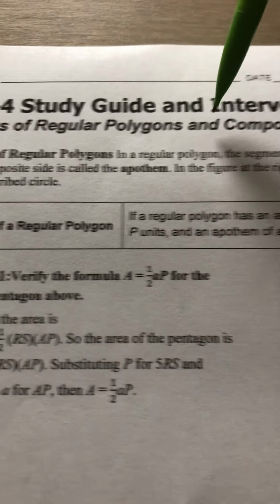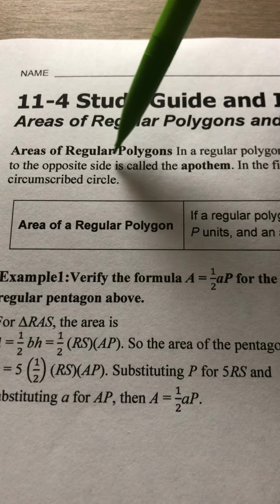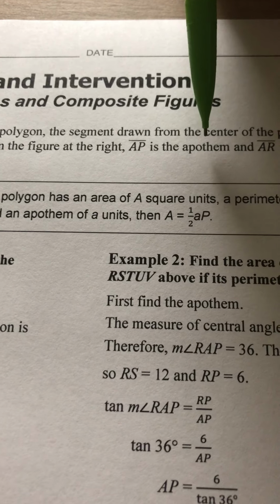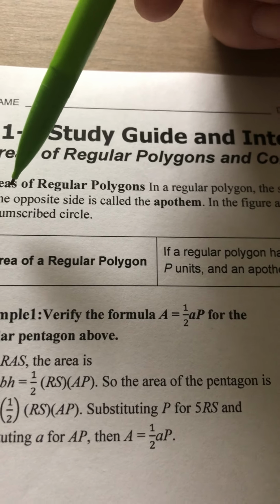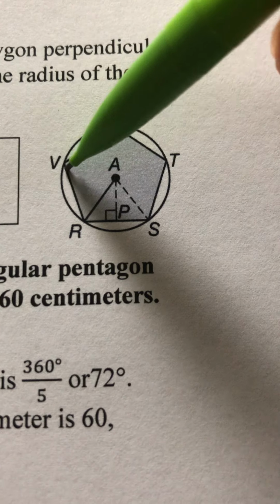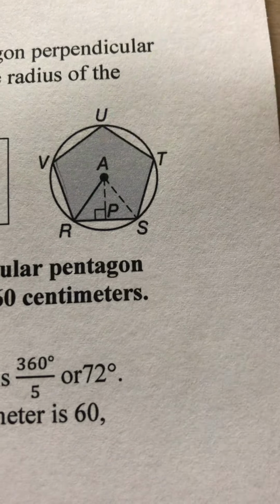11-4 area of regular polygons and composite figures. Right now we're talking about area of regular polygons. A regular polygon is any shape, such as this pentagon, that has all equal sides. So all these sides are equal.